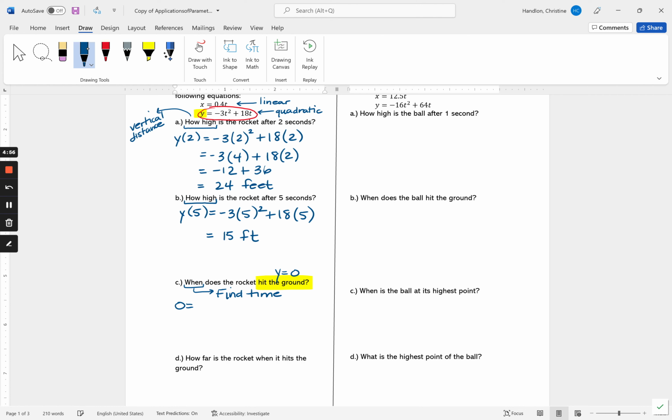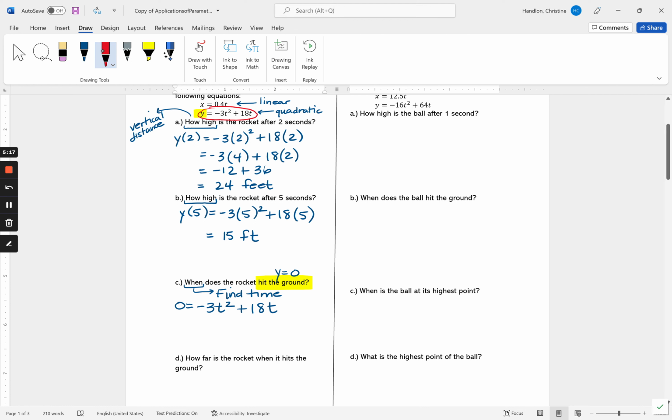equals -3t squared plus 18t. Okay, sorry about the barking dog. So here we have 0 equals negative 3t squared plus 18t. So we need to solve for t.